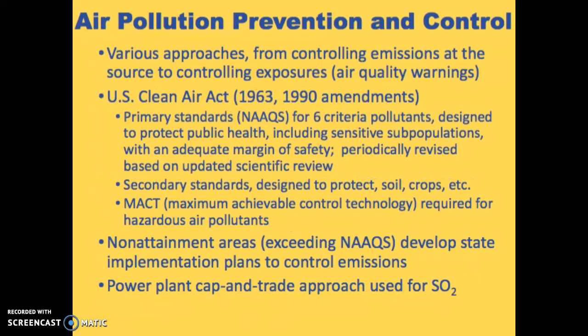The last slide here is on air pollution prevention and control. There's various approaches from controlling emissions at the source, so that could be regulations that allow a plant to only emit a certain amount of an air pollutant. It could also be a scrubber, which is an air filter. You can imagine it as a Brita filter that's in the emission stack of a plant, and it absorbs all the chemicals that are going out.